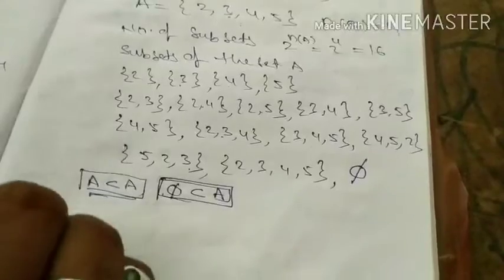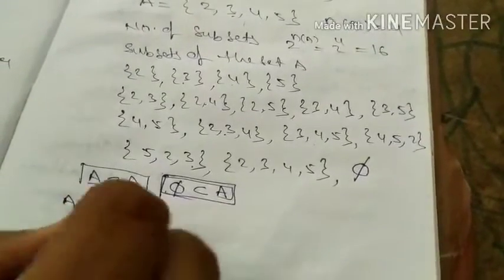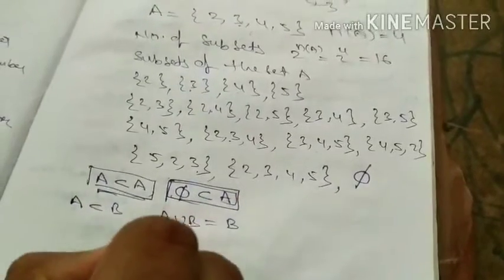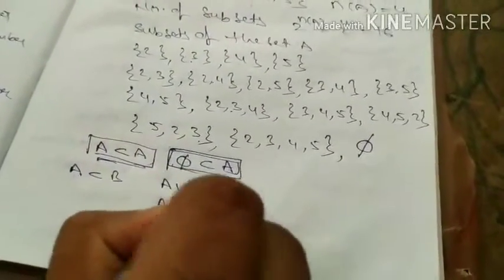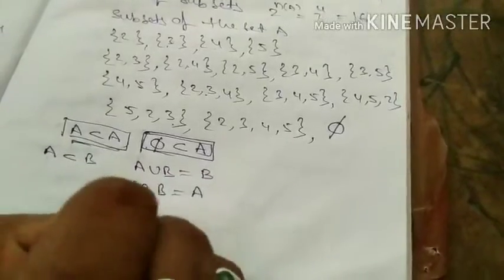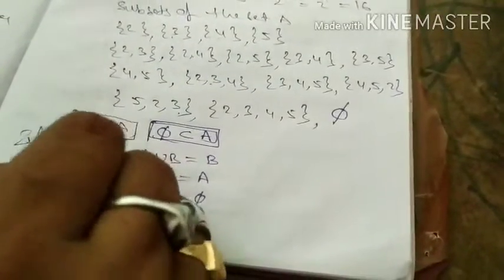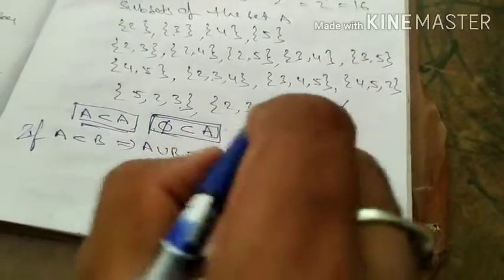A is a subset of B. If A is a subset of B, then A union B is the big set, A intersection B is the small set, and A minus B is equal to phi. These are the results if A is a subset of B.